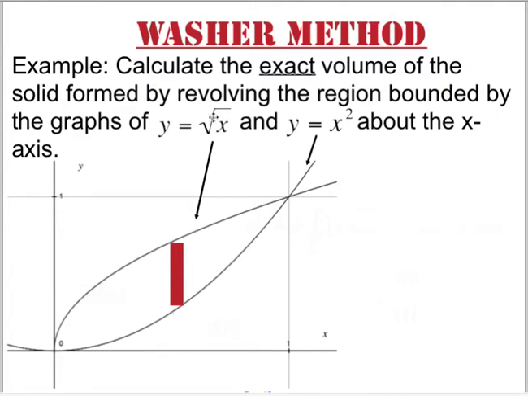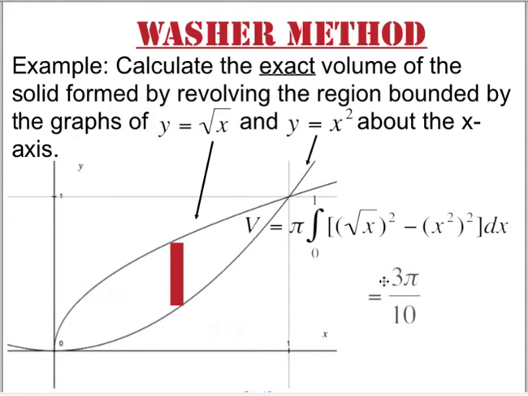Our greater radius is the function that is on top, so the square root of x, and then our smaller radius is going to be the lower function. In this case, it's x squared. And so when I set this up, it's my larger radius squared minus my smaller radius squared. Since these intersect at 0 and at 1, my limits of integration are from 0 to 1. And my exact answer is going to be 3 pi over 10.